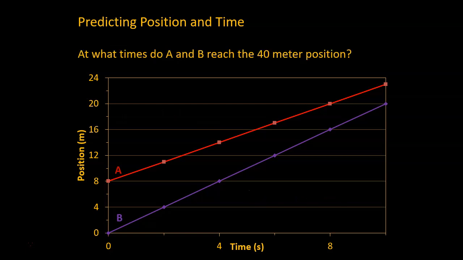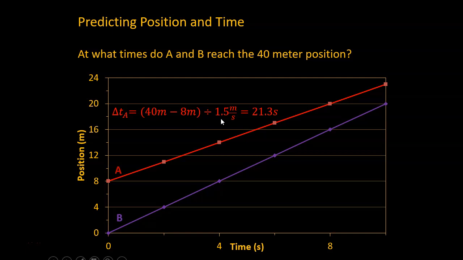Another type of problem we could be asked is, at what times do A and B reach the 40-meter position? So let's take a look at this. So for A, we want to find how long, or the elapsed time, it takes to get to the 40-meter position. Well, it started at the 8-meter position. So to go from the 8-meter position to the 40-meter position, it only needs to travel 32 meters. So that's the 40 meters minus the 8 meters.